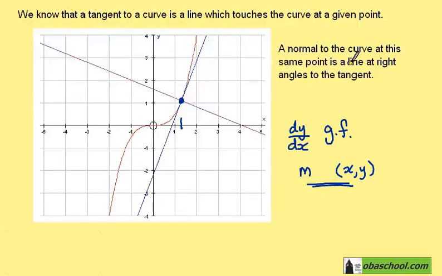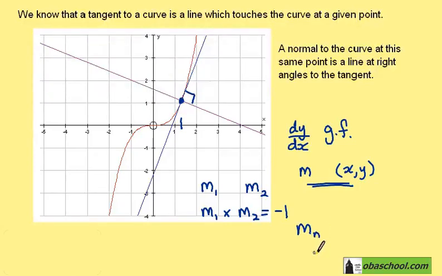If we now consider a normal to the curve at the same point, which is a line at right angles to the tangent, we can see that we have a normal shown here in this graph. We should know that for any two lines with gradients m1 and m2, if they are perpendicular, the product of the gradients is always equal to -1. This means that if we know the gradient of one of the lines, we can always work out the other.